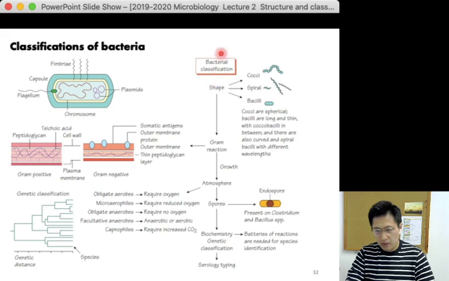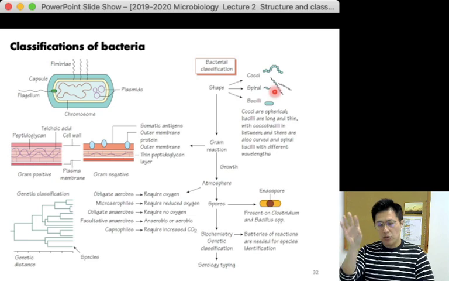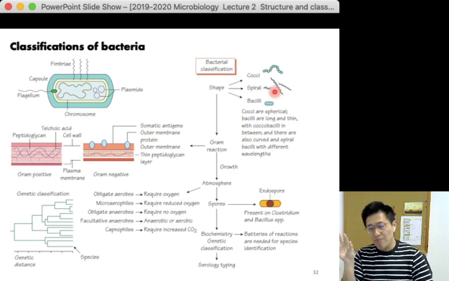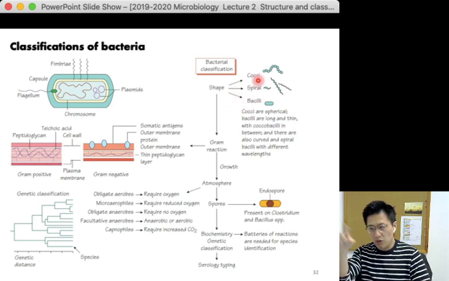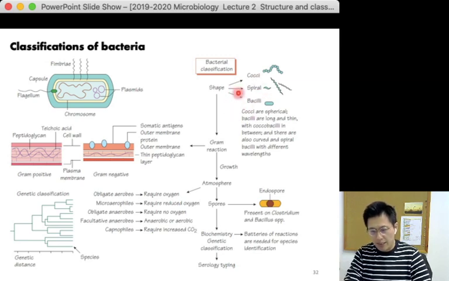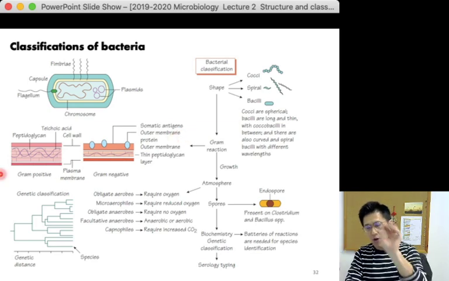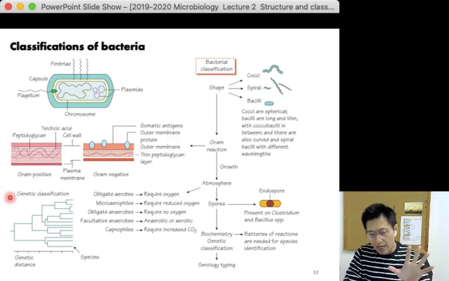So step number one, they look at shape first. This is how we name the bacteria, by the shape. Cocci means the round, spherical shape, or bacilli. And secondly, we stain the bacteria, so they're gram-positive or gram-negative.